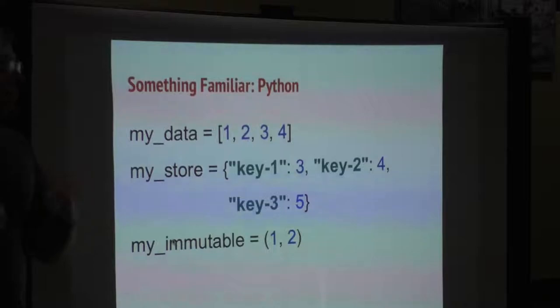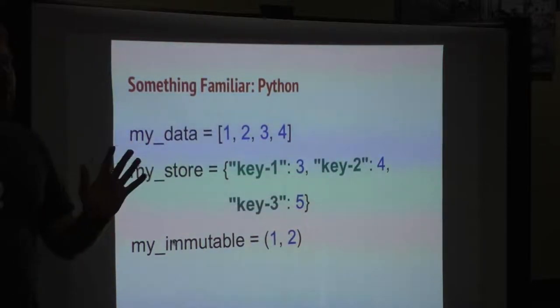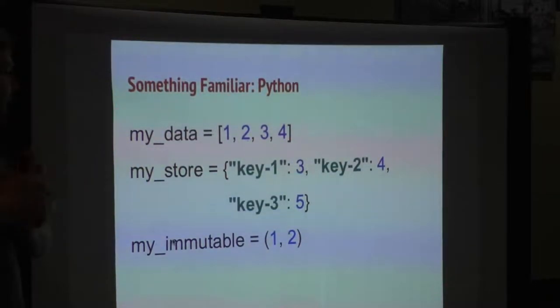So the answer is, you can't really tell what the order of the keys are unless you use a special data type called ordered dictionary. We're not going to talk about that today because that's a Python thing, but if you have questions about it, we can talk about it later in the talk.